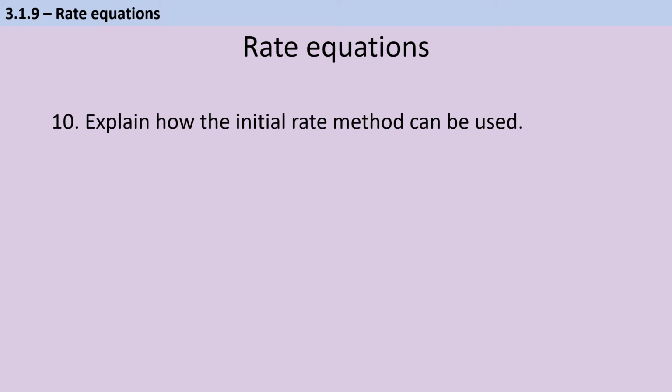There are a couple of different ways in which we can use the initial rate of a reaction in order to deduce the partial order of a reaction with respect to a particular reactant. The first one is only going to apply in a situation in which we can accurately monitor the concentration of that reactant throughout the course of the reaction.